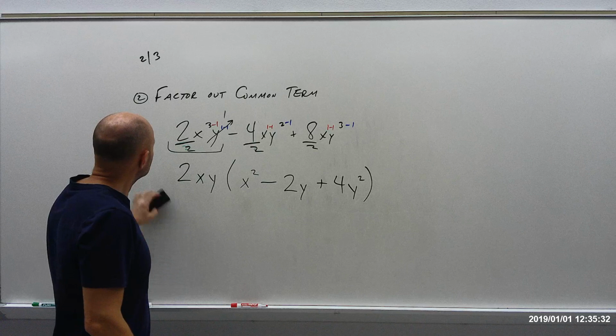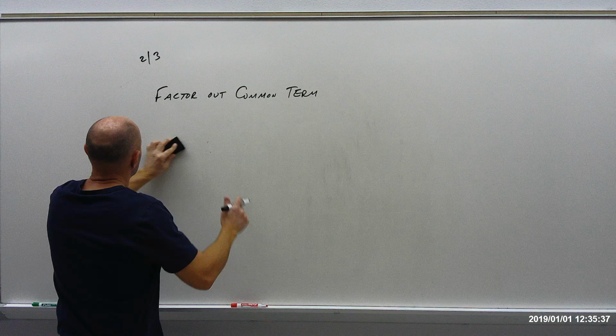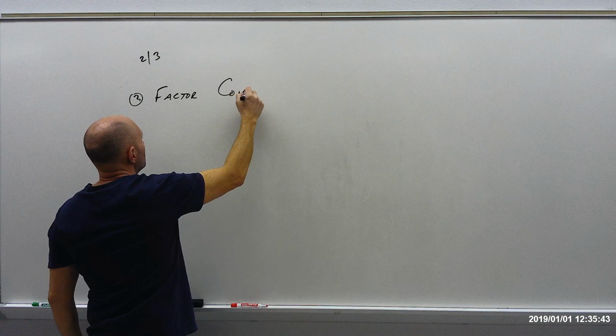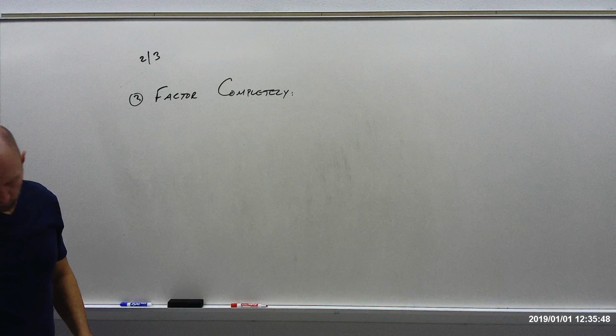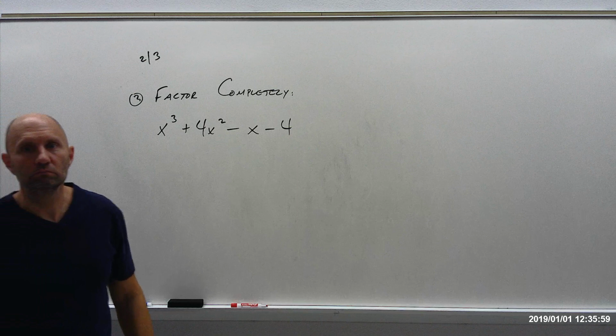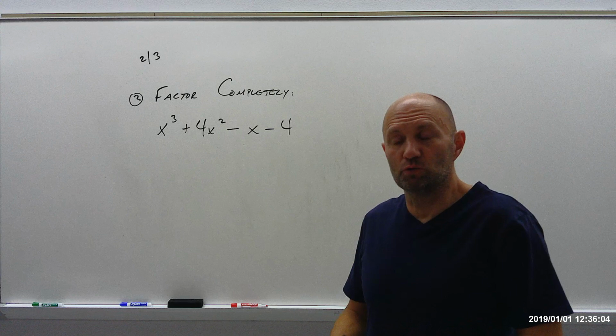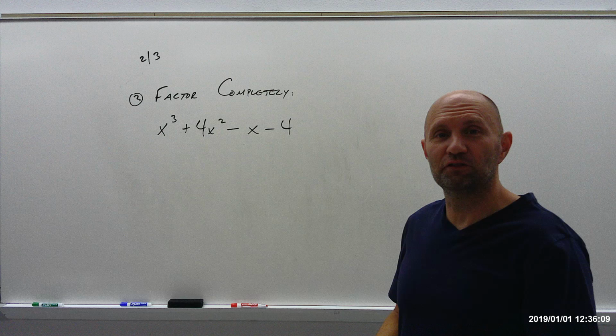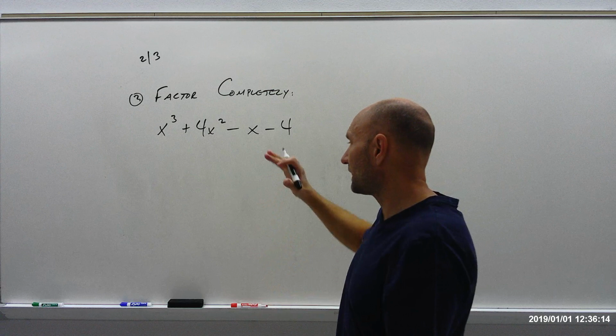Number three, we want to factor completely. And we have x to the third plus 4x squared minus x minus 4. So, I have four terms. What does that mean? That should be screaming at you, four terms: factor by grouping. If it's not, you need to start doing that. Put a note on your cheat sheet or a highlight on your cheat sheet, circle it, whatever. If I get four terms, factor by grouping.